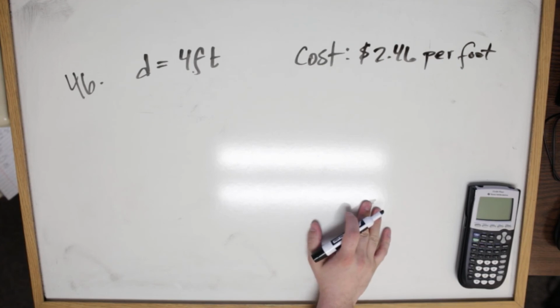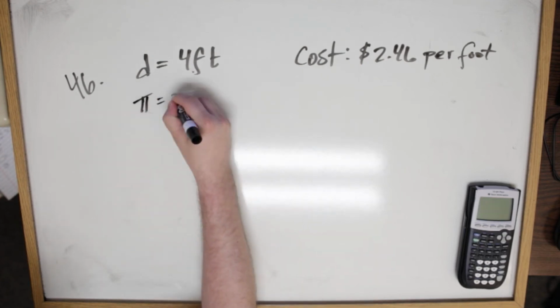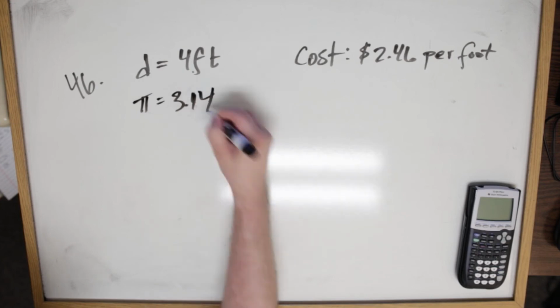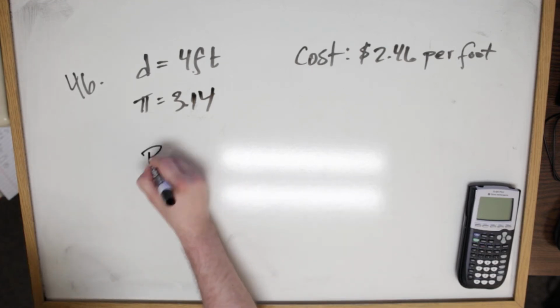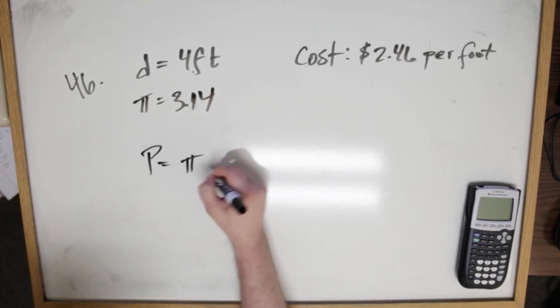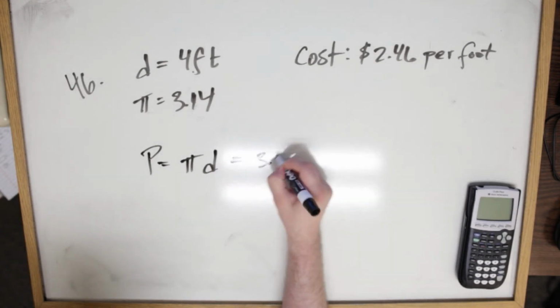Find the cost to place the irrigation system around the flower garden. Use 3.14 for pi. So pi is equal to 3.14. Okay, now here is the thing. This is actually a two-step problem. The very first thing that we need to do is find the circumference. So the perimeter is equal to, we just did it, pi times d. So this is equal to 3.14.